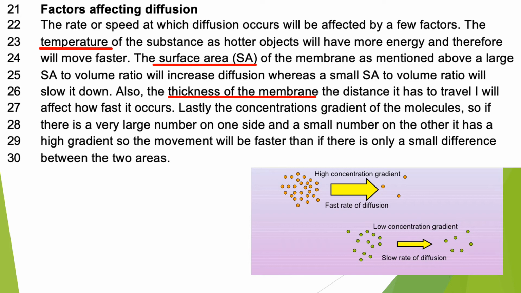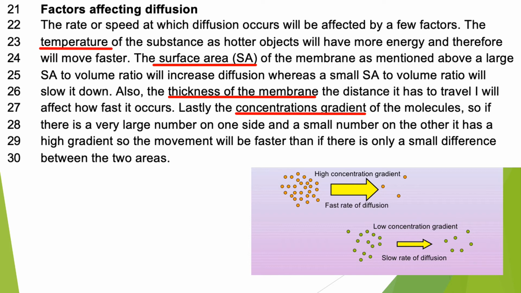Okay. And the last one, the concentration gradient. This is probably the most important one. Concentration gradient of the molecule. So if there is a very large number on one side and a small number on the other, then it has a high gradient. So the movement will be much faster. Okay, so I've put a little diagram on the bottom there because lots of students get confused on this one. And the reason for that is because it's easier to see it.